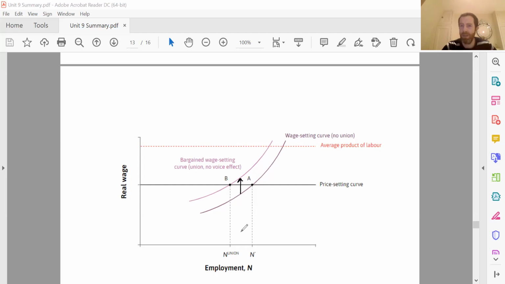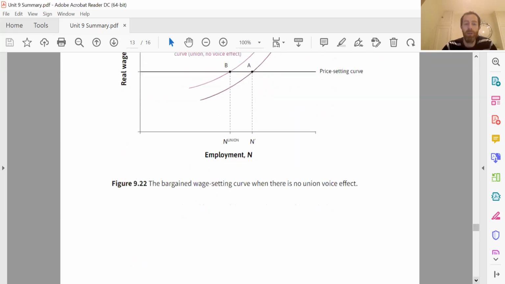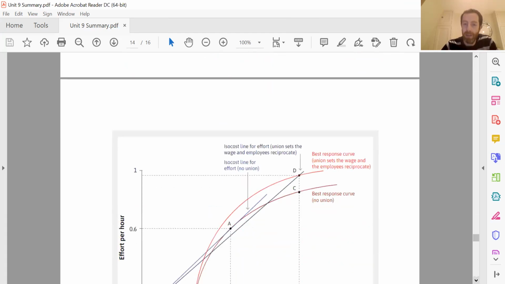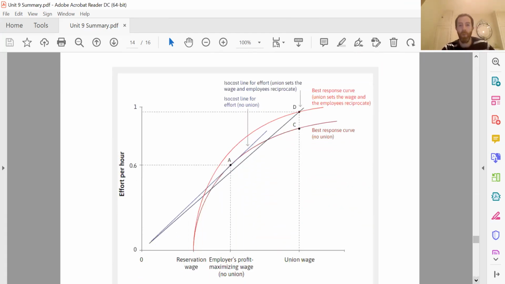So that seems to paint a quite negative picture of having labor unions. However, that doesn't necessarily have to be the case. And what we're going to do now is introduce another possibility, which is that if there is a good relationship between the unions and the firms, this could actually encourage workers to increase their level of effort. So what is this diagram showing here? Well, we still have our union set wage up here.